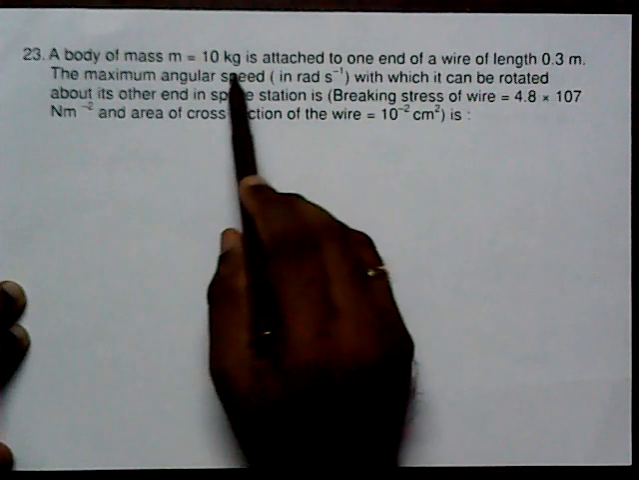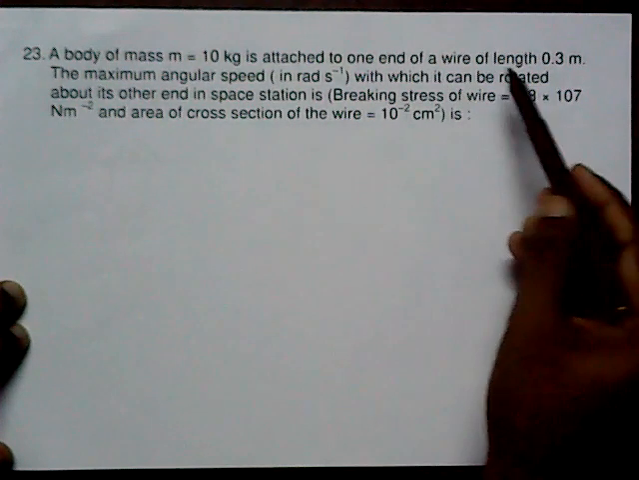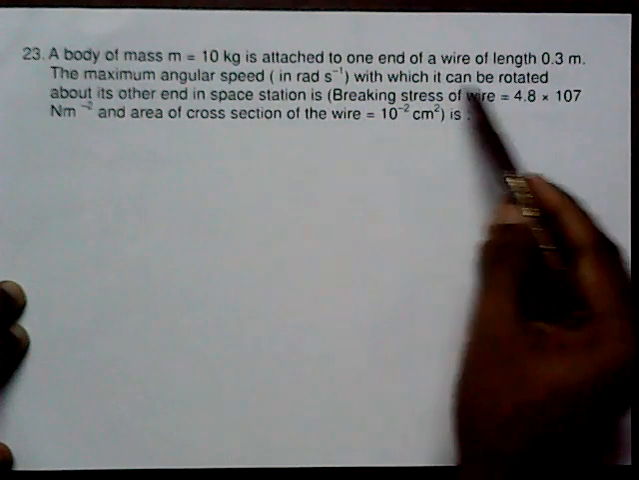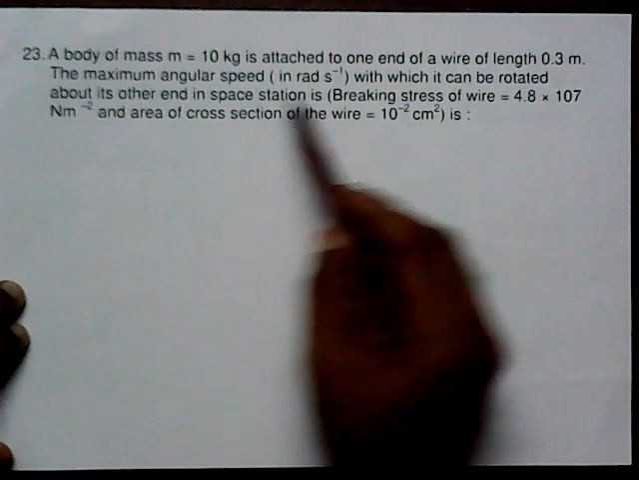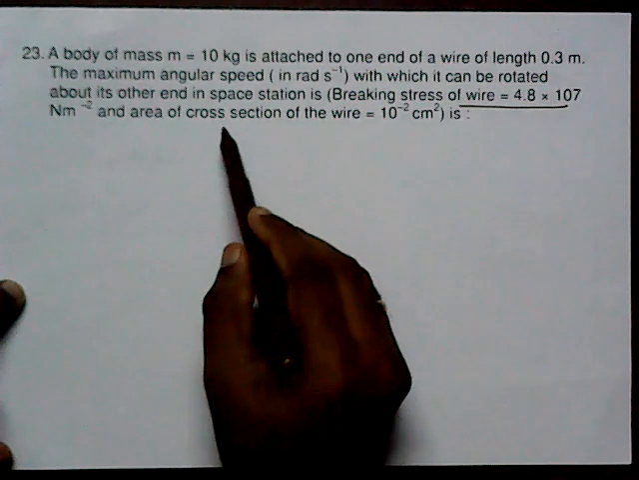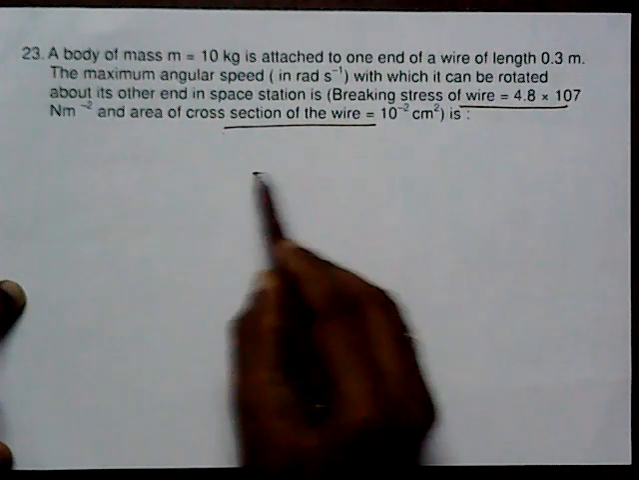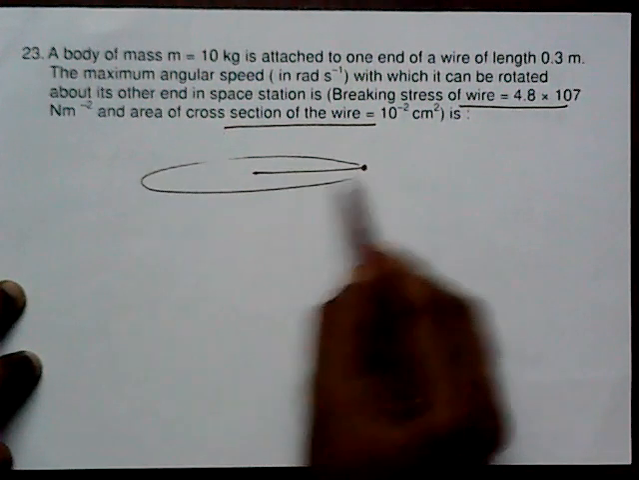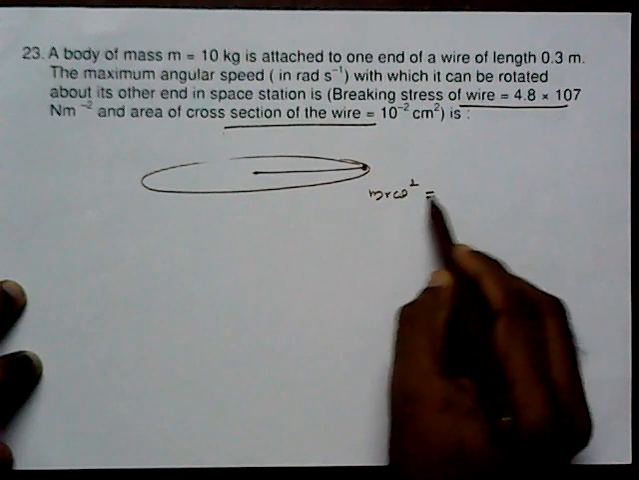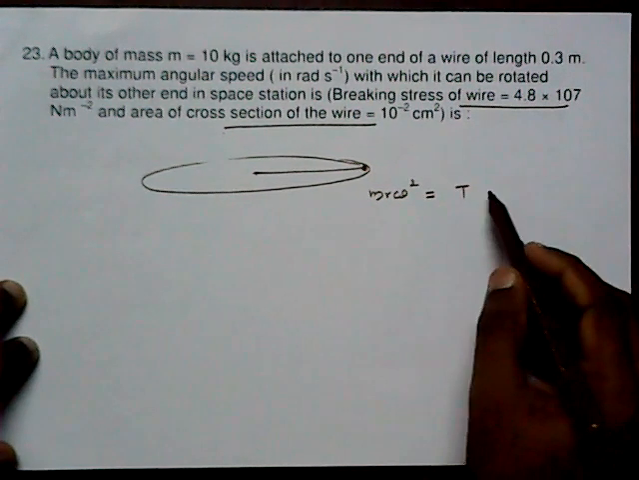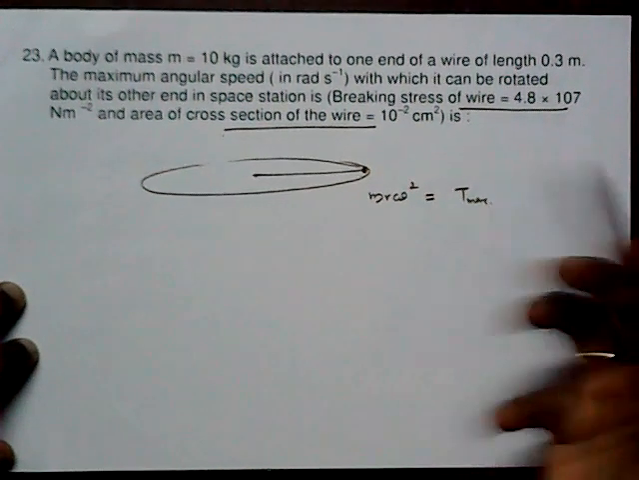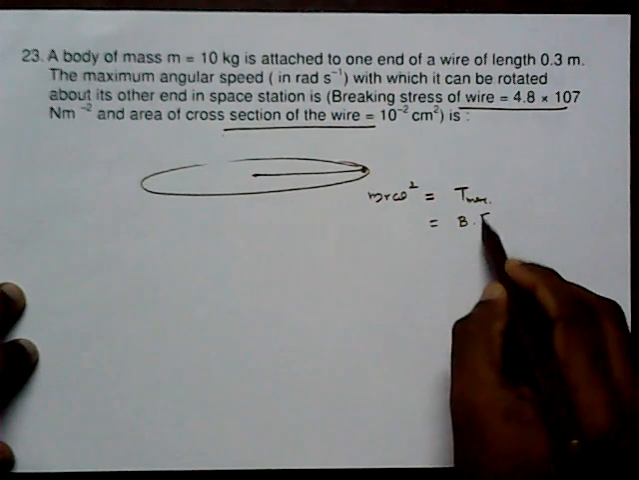A body of mass m equal to 10 kilogram is attached to one end of a wire of length 0.3 meter. The maximum angular speed with which it can be rotated about its other end in space station is, and it is given the breaking stress of the wire and area of cross section. You know, it is rotated in a horizontal circle, and here the centripetal force, that is m r omega square, is nothing but given by the tension. Correspondingly we can say that the tension force here becomes the breaking force.